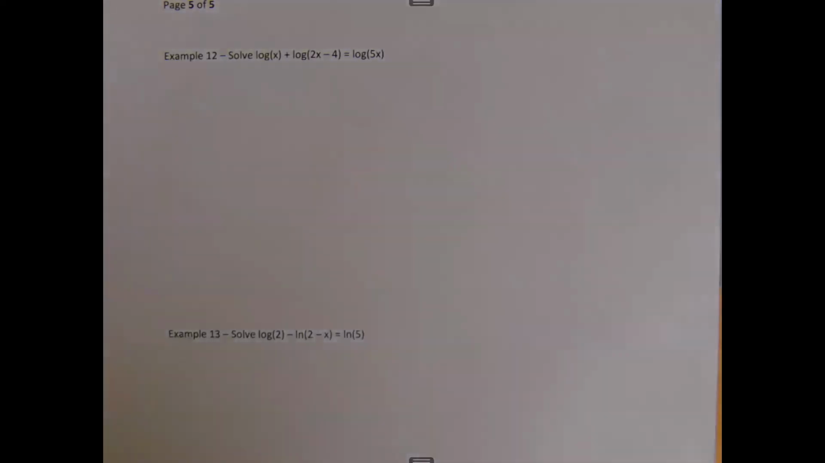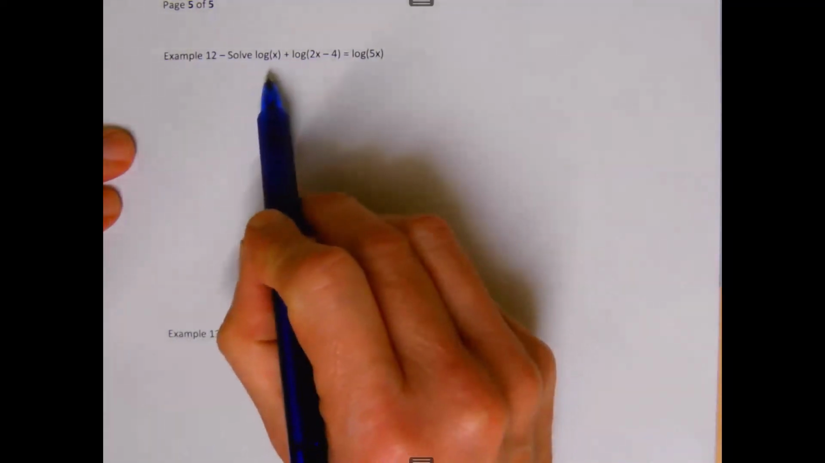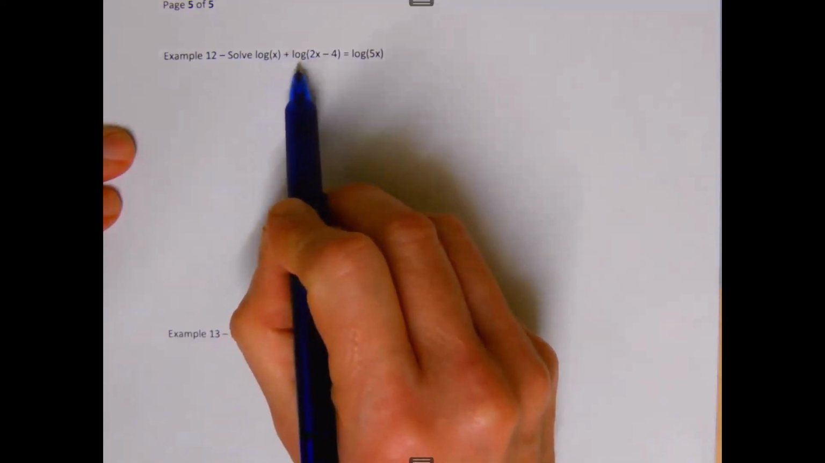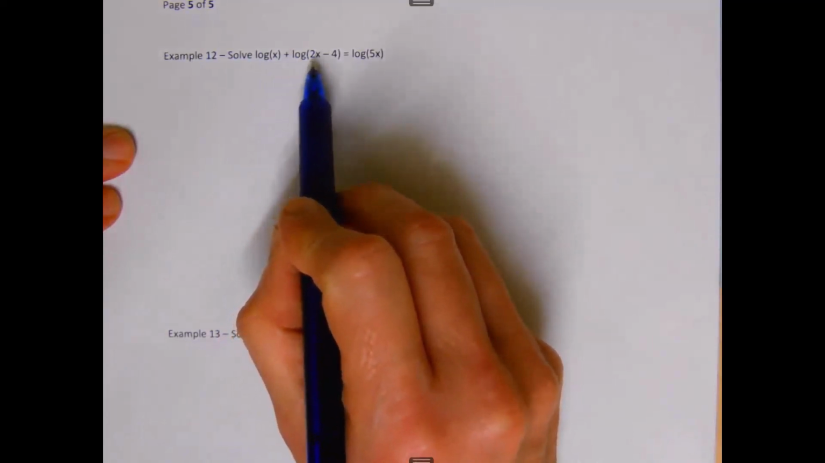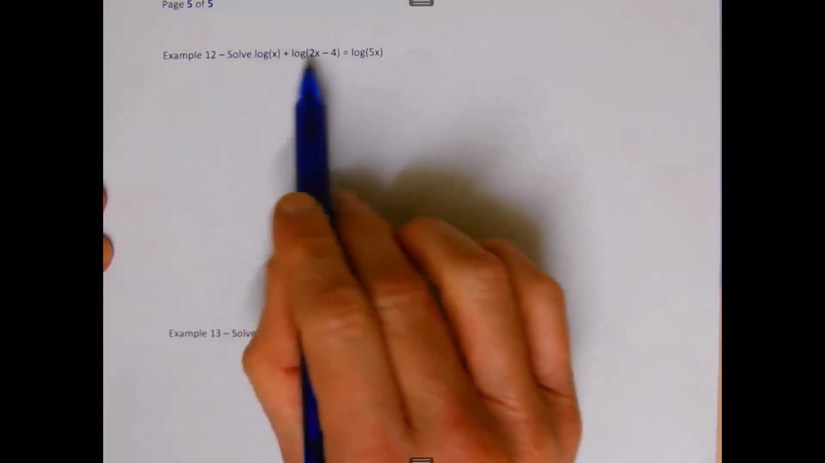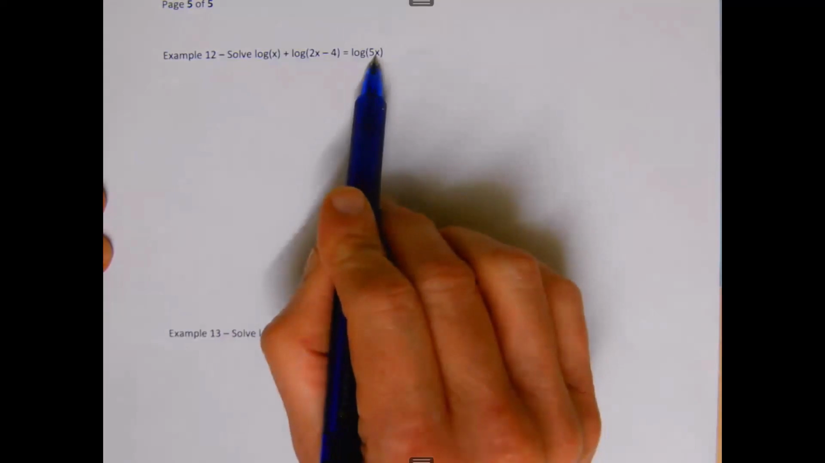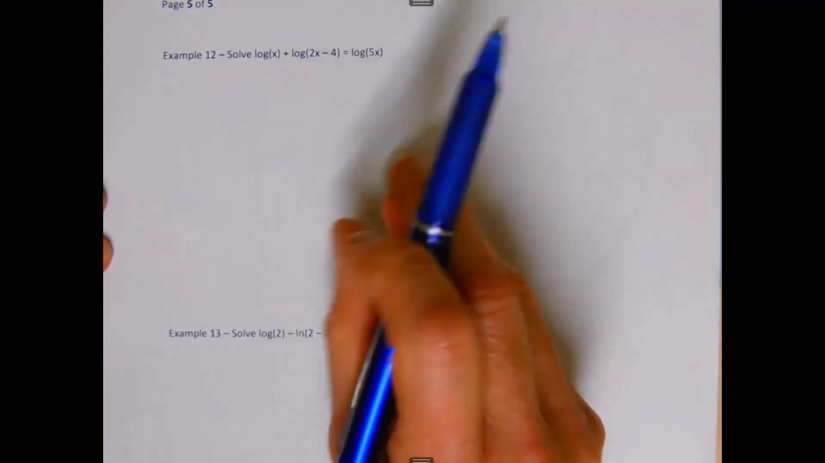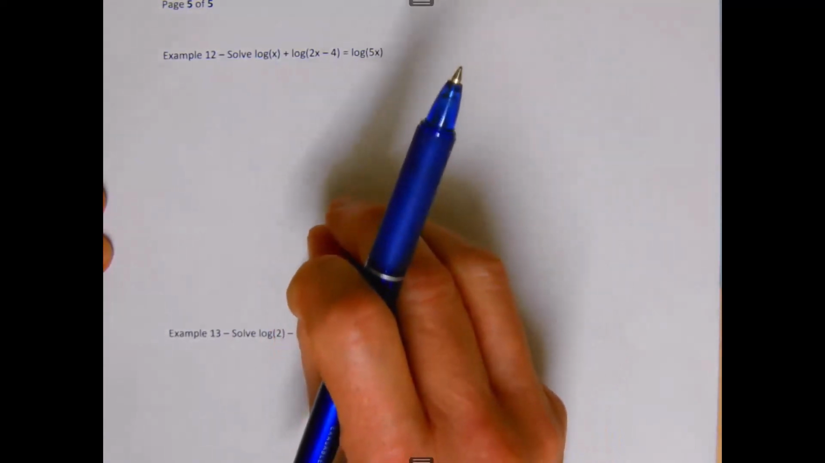Let's solve another logarithmic equation. Suppose I had to solve log of x plus log of 2x minus 4 equals log of 5x. So the idea here is that if I can write a log on one side and a log on the other side, then all of a sudden I can equate what's inside.